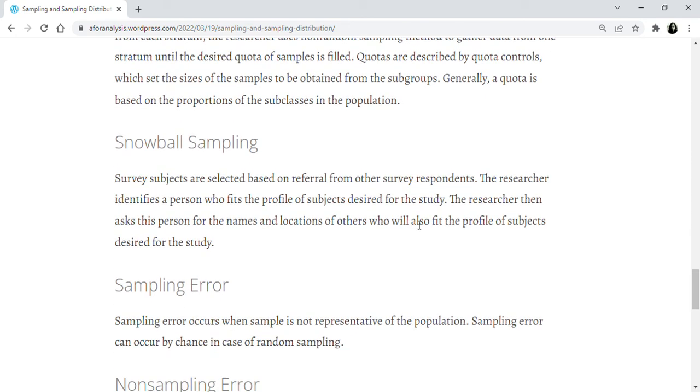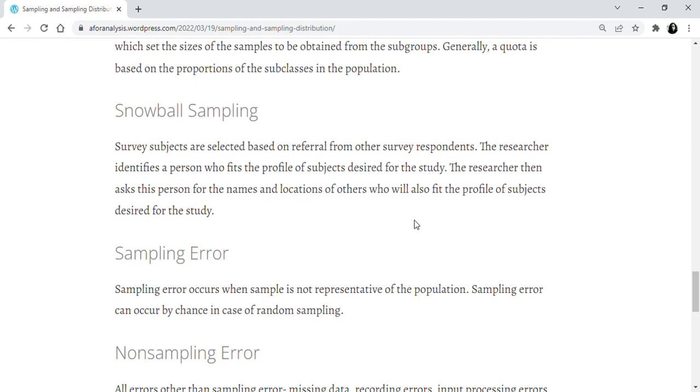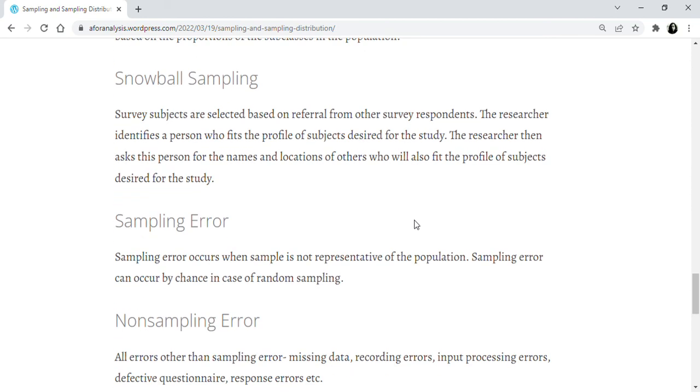Next is snowball sampling. Survey subjects are selected based on referrals from other survey respondents. The researcher identifies a person who fits the profile of the subjects desired for the study, and then they will be asked for a few more names who will be available for the survey, or available for the study actually.